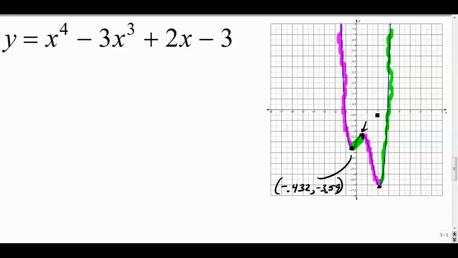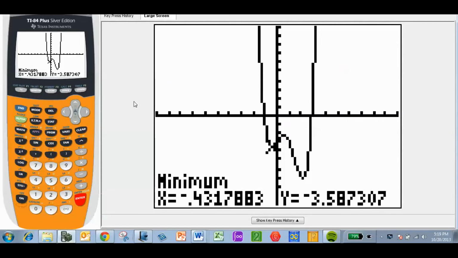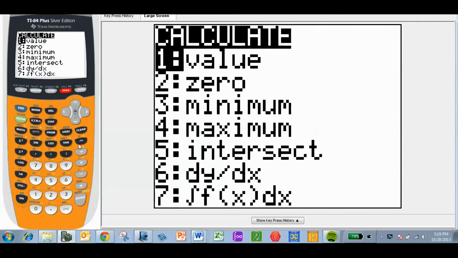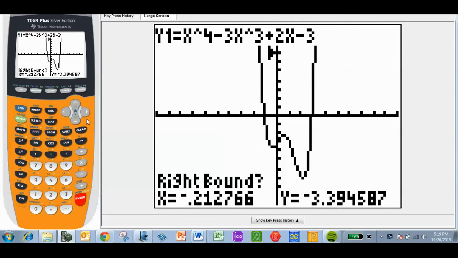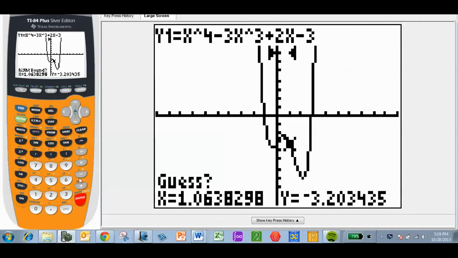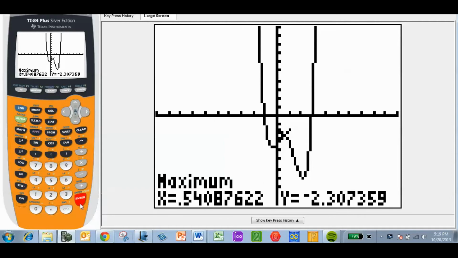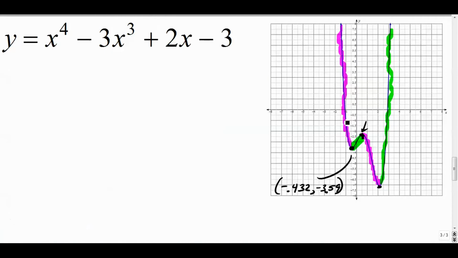Let's find this maximum value right here. So we have second trace, go down to maximum, which is the fourth option. Left hand bound, just get your cursor somewhere to the left of this max, press enter. Right hand bound, get it to the right of that little mountain, press enter, and then guess, get it somewhere pretty close. See 0.541, comma, I'm not really concerned about what the y value is.